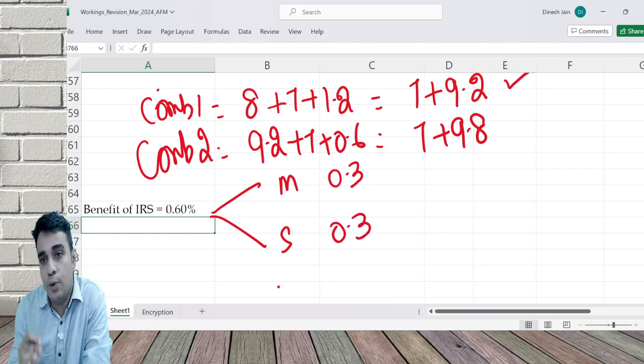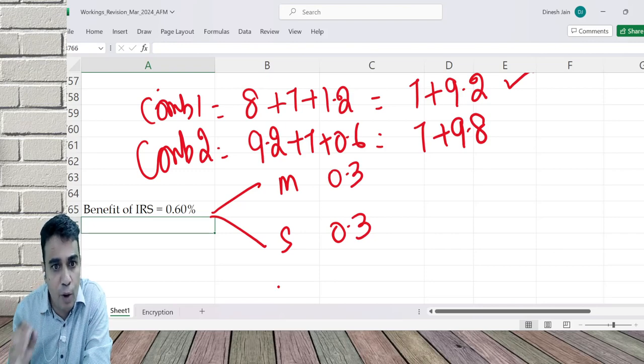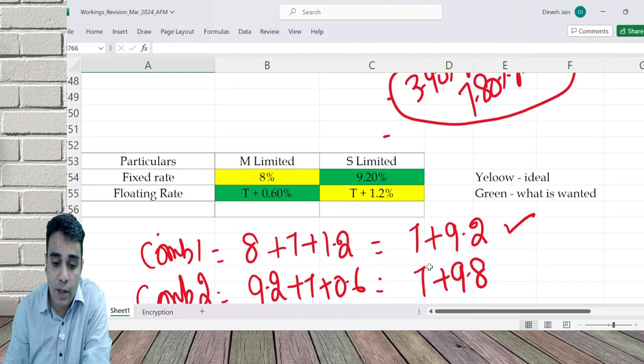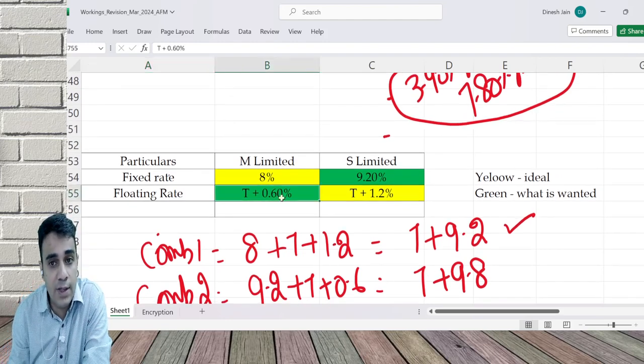Now, before I do the structuring part, I'll give you the final effective rate. Assume you are not able to do the structuring properly in the exam. Structuring is easy only, but you get stuck with the structuring. I can tell you what is the final borrowing rate. Final borrowing rate is what you wanted. What is wanted is green.